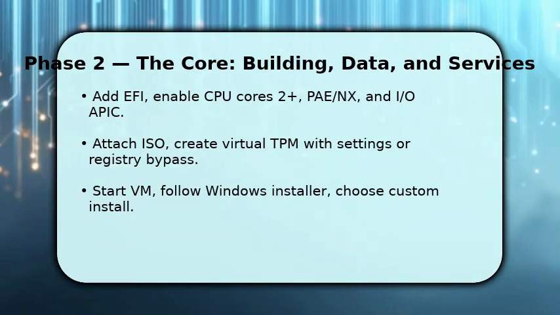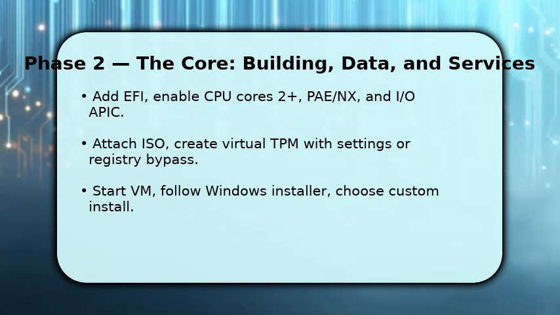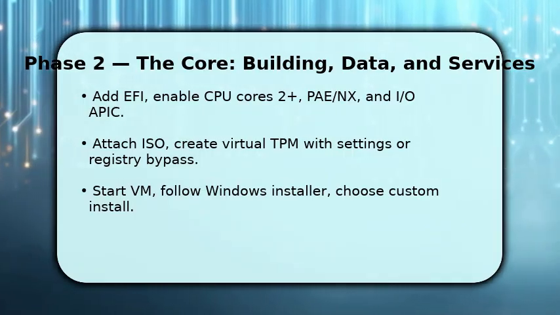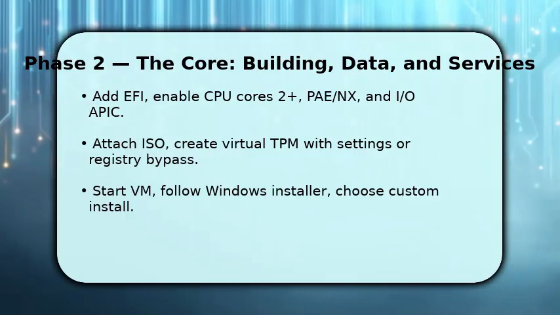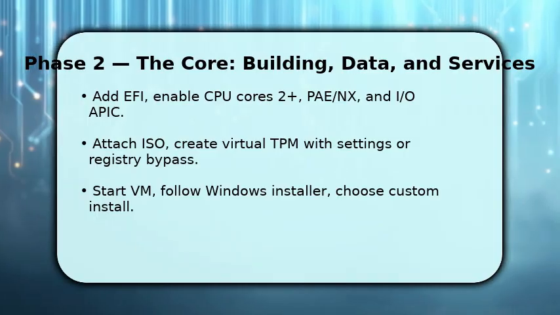You now configure the VM for a successful install. Open Settings, System, Motherboard, enable EFI and I/O APIC. Processor, assign 2 or more cores and enable PAE/NX. Under Storage, attach the Windows 11 ISO to the virtual optical drive.